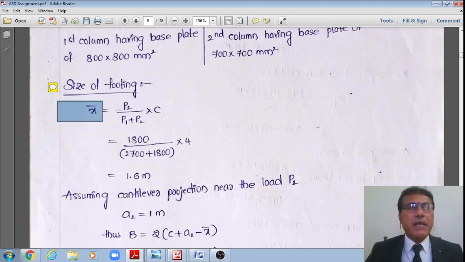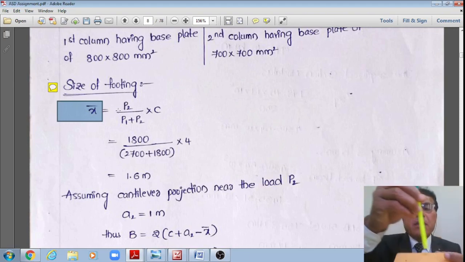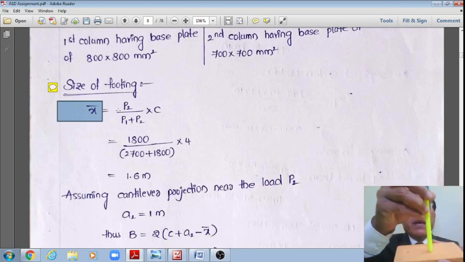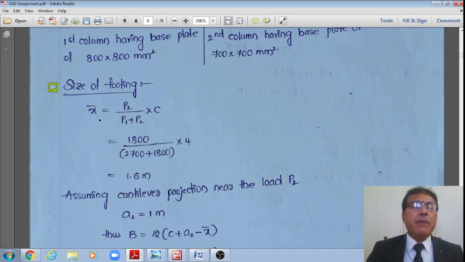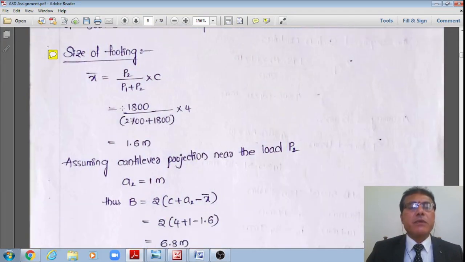Just now I explained by taking the load P1 as the reference point, right? The distance from that to the CG of the load where it is acting is equal to P2 multiplied by C divided by P, which gives X bar. Actually, these are the factored loads, but even with unfactored loads, because 1.5 in the numerator and 1.5 in the denominator both get cancelled, both will give the same result, right? If you take the ratio of the factored loads or unfactored loads, it is immaterial.